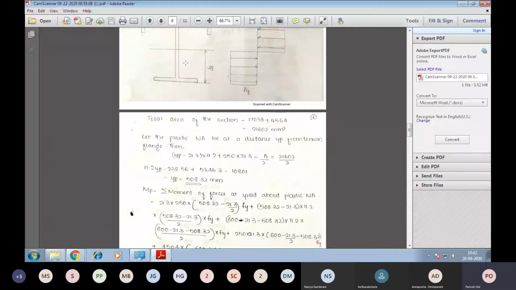Plus, now come to this web section. The depth is 508.32 minus 21.3, since you have to subtract the thickness of the flange. So (508.32 minus 21.3) is the depth, into the thickness of the web, which is 11.2, into the distance of the CG. The distance of the CG will be d by 2, where d we have already calculated as 508.32 minus 21.3, so divided by 2, into Fy.